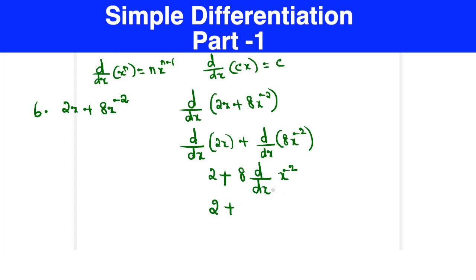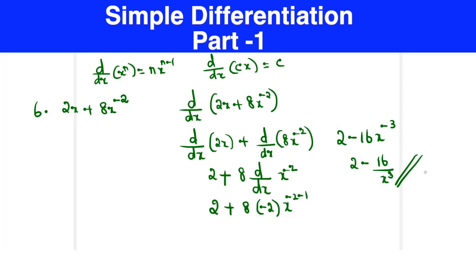Let's see the differentiation of the second term. 8 into minus 2, d by dx of x power minus 2 is going to be x power minus 2 minus 1. So this is going to be 2 minus 16 x power minus 3. So in the simplest format, it is 2 minus 16 by x cube. As I said previously, we are not thinking about the LCM, so we'll take this as the final answer.